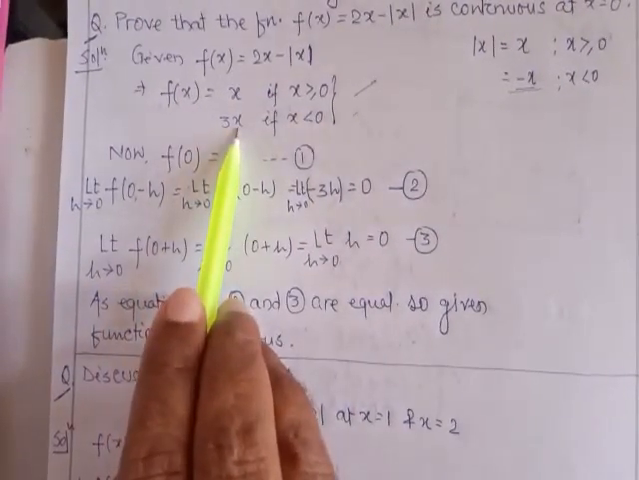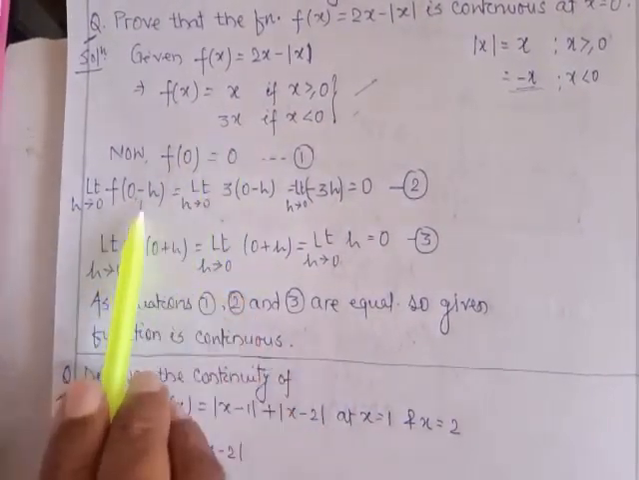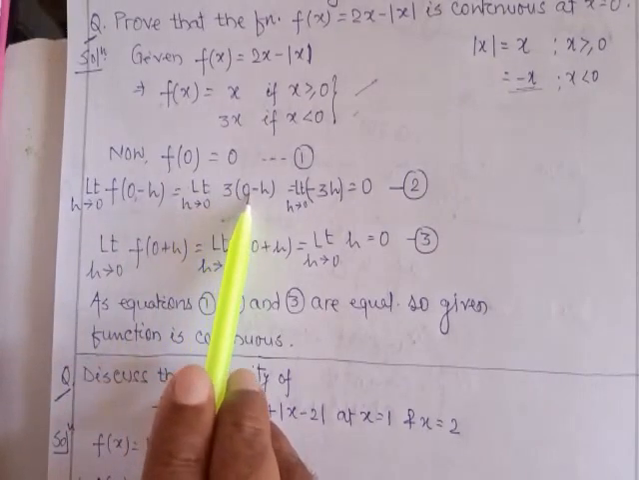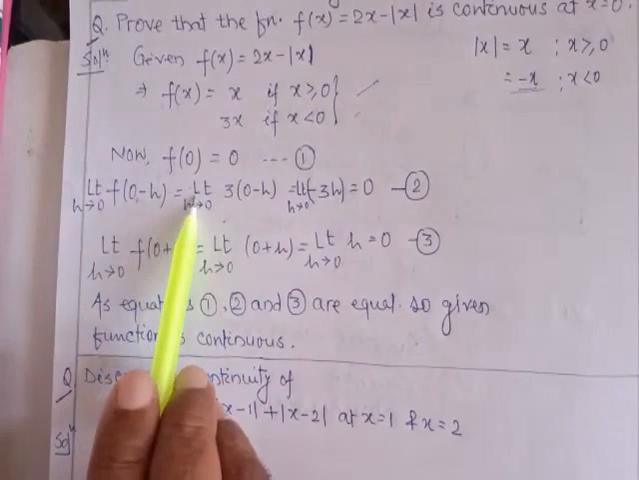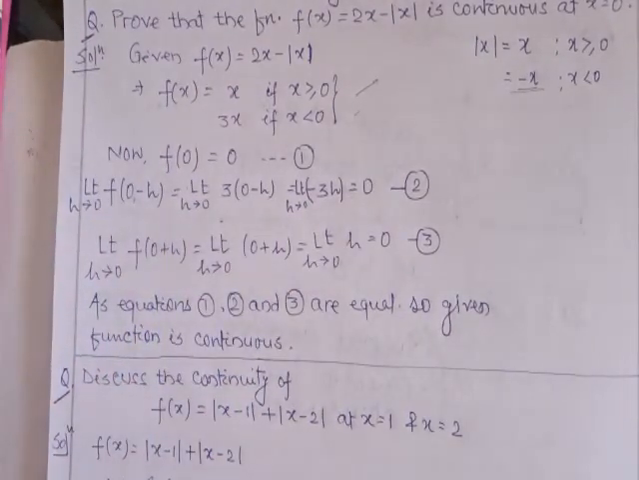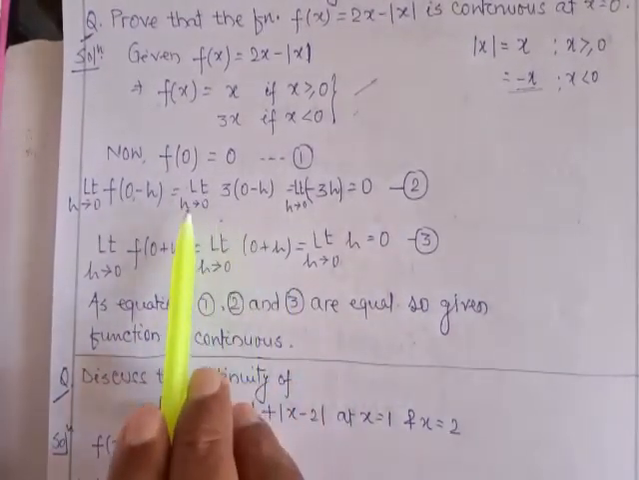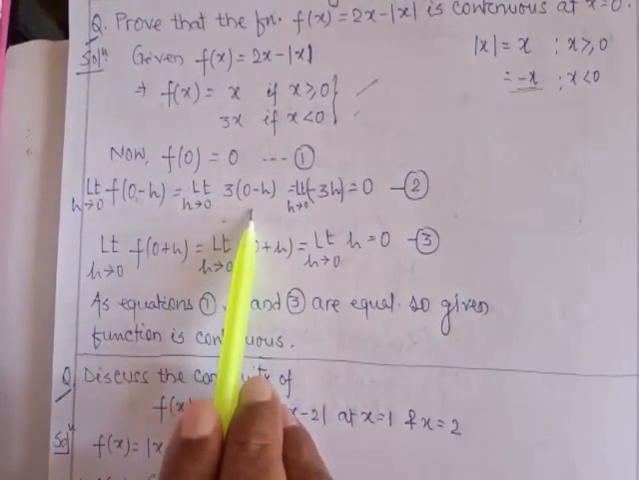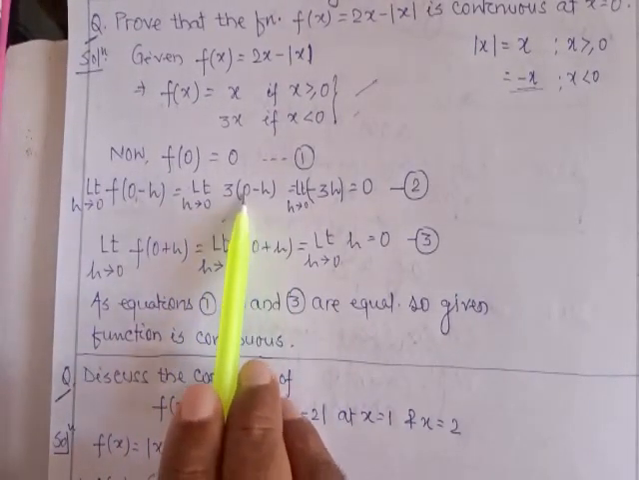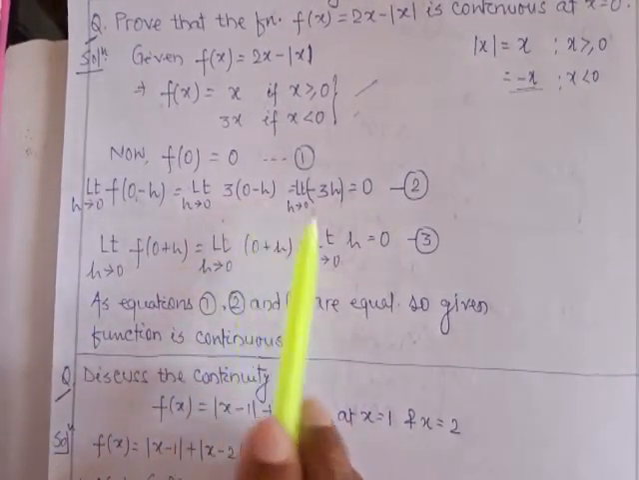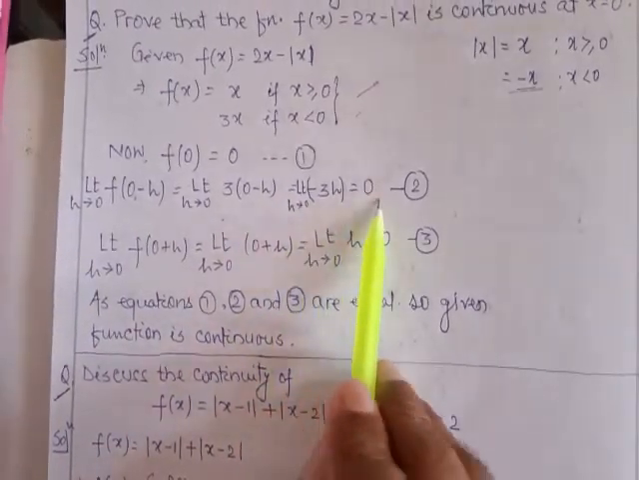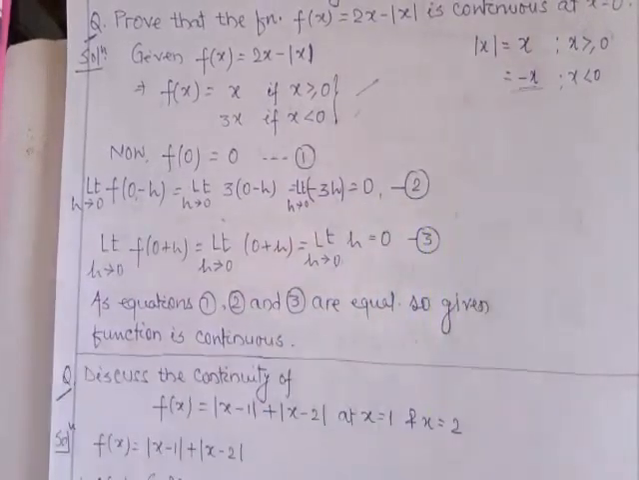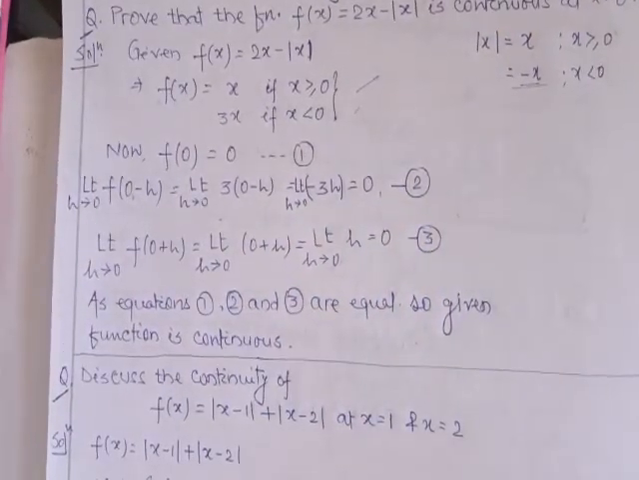So replace this x by 0 − h. It should be 3 into (0 − h), and now take the limit as h tending to 0. Limit h tending to 0 of 3(0 − h), where 0 − h will be −h. So it should be limit h tending to 0 of −3h, which is 0. Consider this as equation number 2.